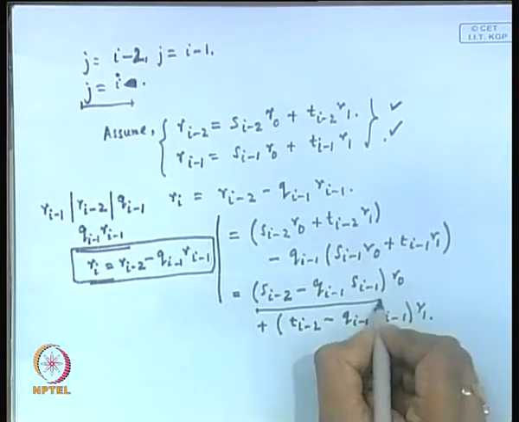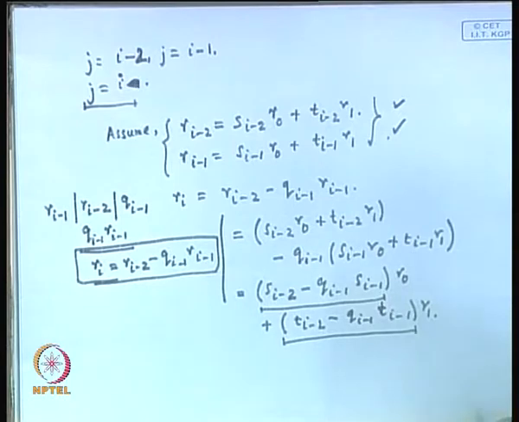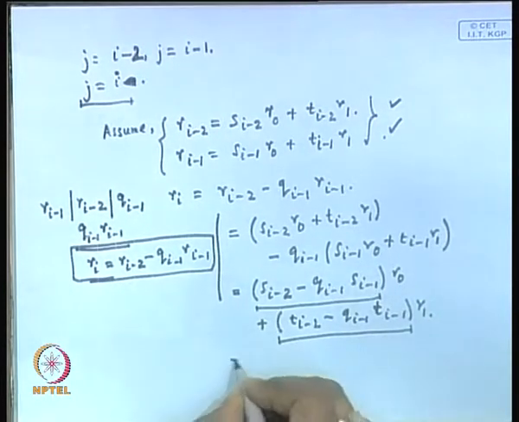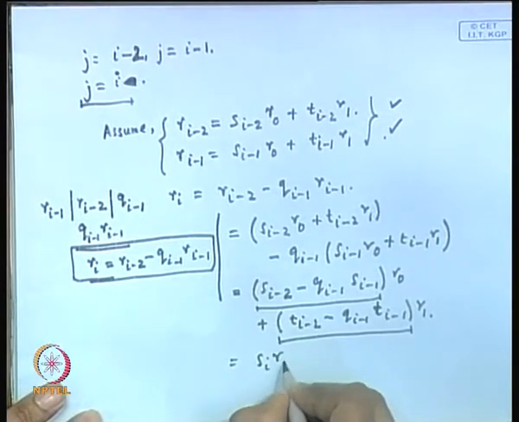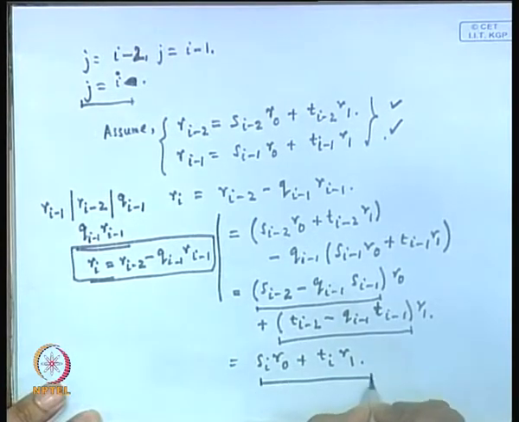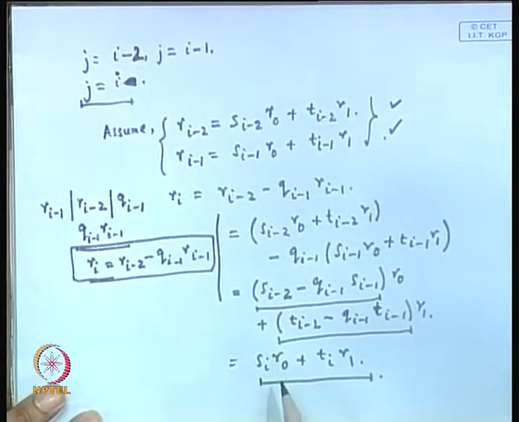So, therefore, you see that these two terms are nothing but SI and TI. So, therefore, I can write this as SI R naught plus TI R 1, and that proves the case for j equal to I, right. So, that means that the remainder can be expressed as a linear combination of R naught and R 1, where the corresponding coefficients are SI and TI, and SI and TI are defined by this particular recurrence.